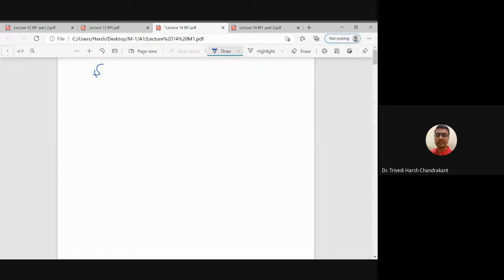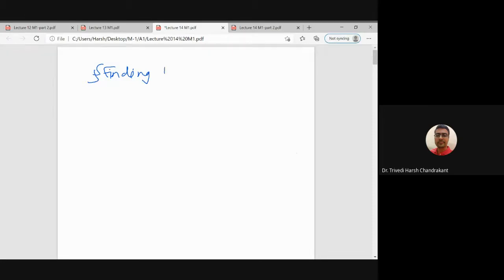Today we want to study finding the absolute maxima and minima of a two variable function on a region.